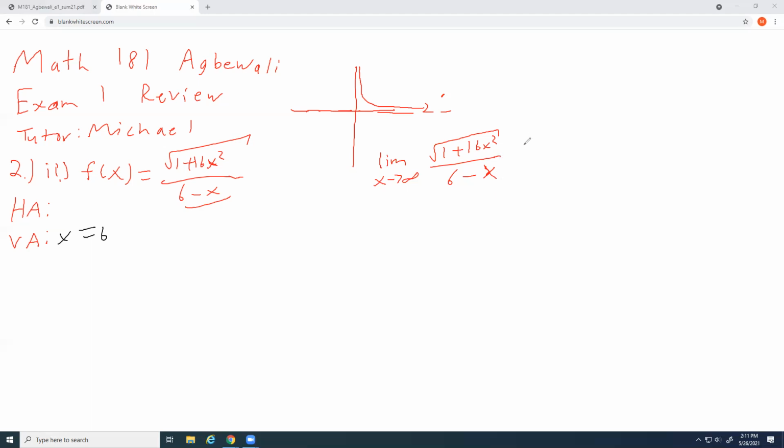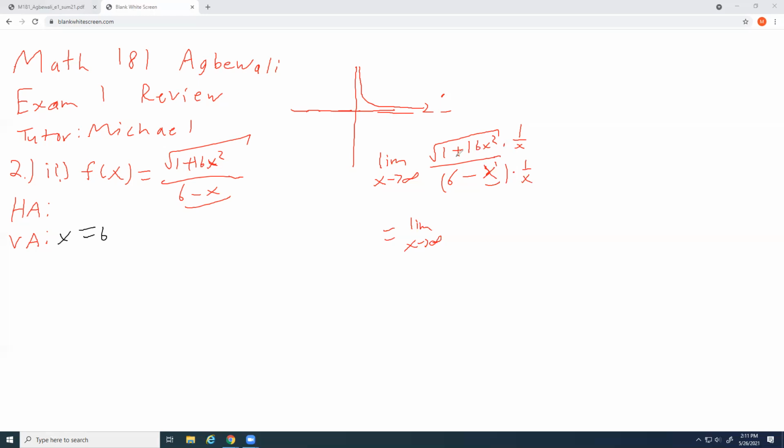What we can do is notice the highest power in our denominator is just x to the power 1. That's just a first power x. So what we're going to do is take our numerator and denominator, multiply it by 1 over x and 1 over x. And this is going to be equal to the limit as x approaches infinity of, and if we look at our numerator here, it's not going to be too easy to simplify this as is.